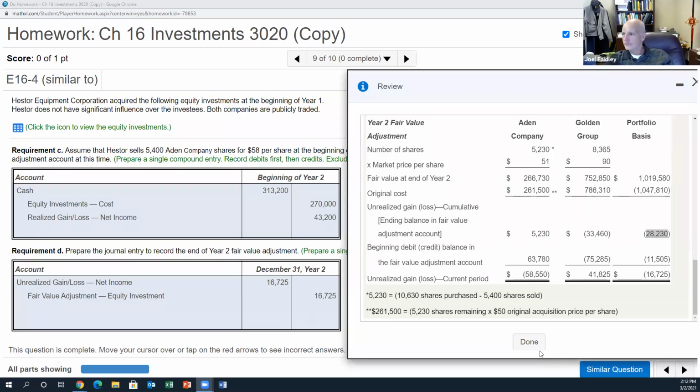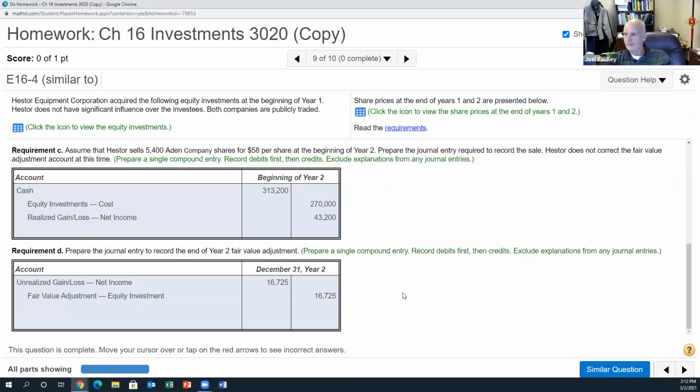All right, so that's good exercise. A lot of math involved, but that's what's important about this class, is learning the technical side of this and making these journal entries and keeping up with things. It's very important. And learning the theory behind it.